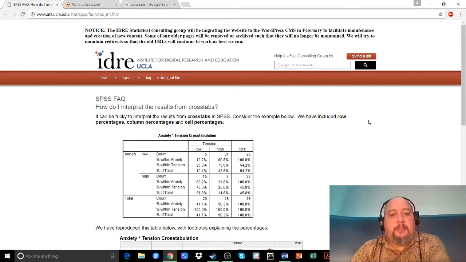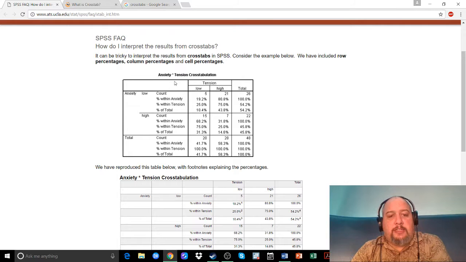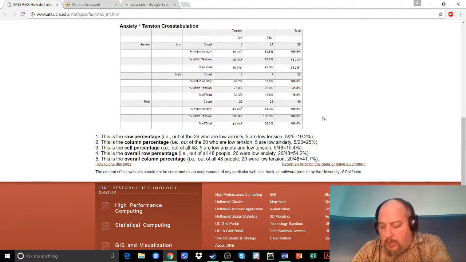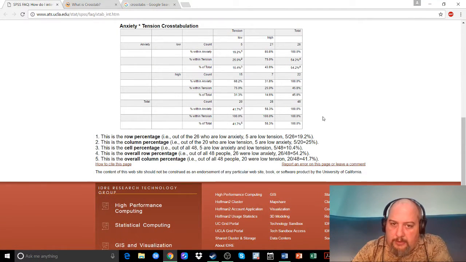Now, if we go back to this page that we've already used a couple of times, I want to reiterate, if you have been to UCLA's Institute for Digital Research and Education, not a bad place to go if you're learning how to use SPSS. They have a table that shows anxiety by tension cross-tabulation. But if we come down to the bottom, they do a really good job of explaining how to read them, how to interpret them, and then how to start thinking in terms of discussing.